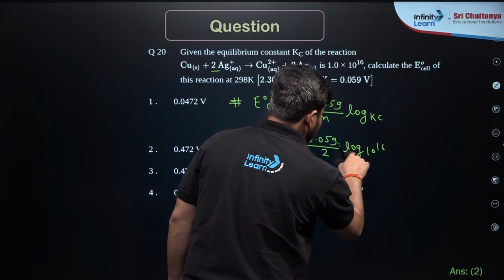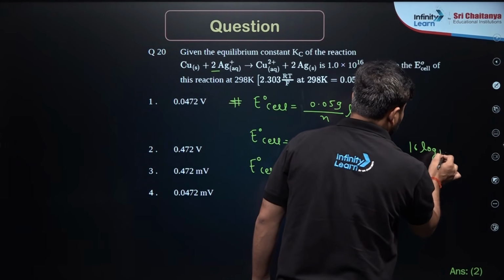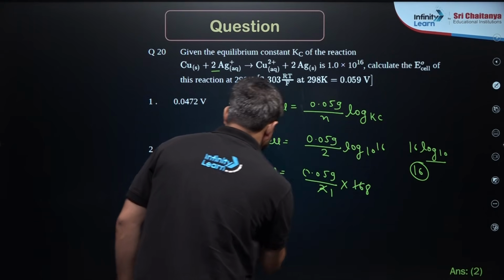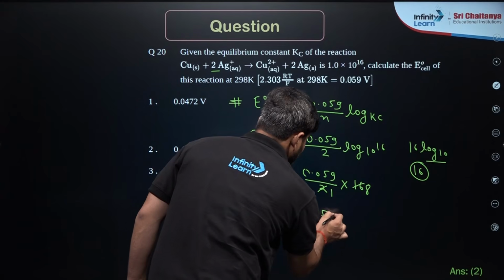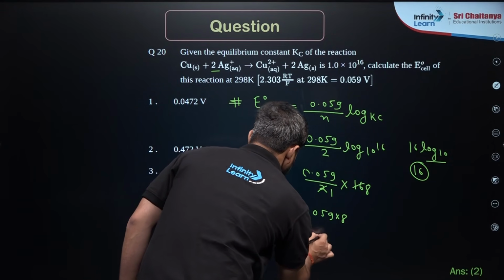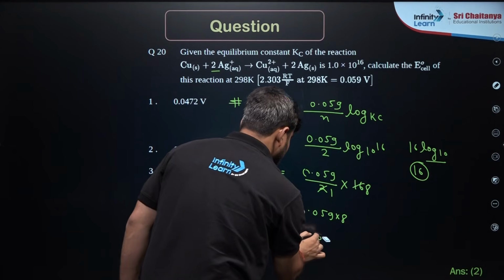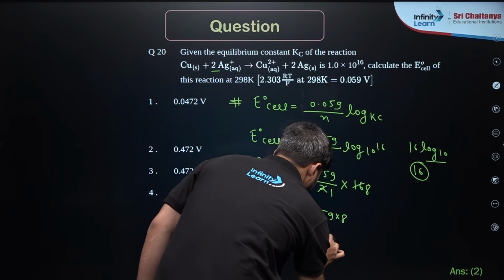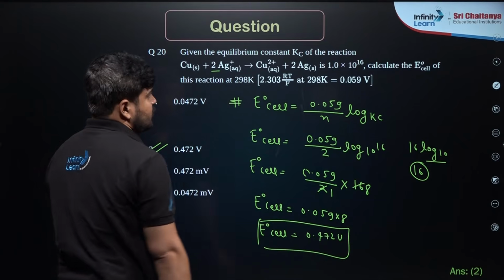Log of 10 to the power 16 means 16 log 10, and log 10 is 1, so it will come 16 only. So 16 divided by 2 is 8. So E naught cell will be 0.059 multiplied by 8, which is exactly 0.472 volt. So the final answer is the second option, the correct answer of this question. Please remember this.